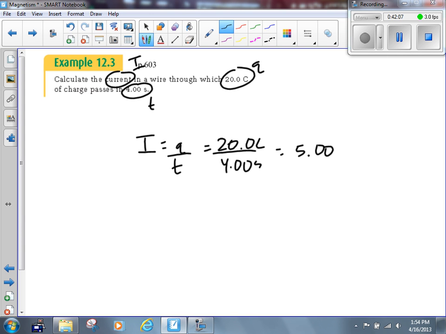What would the units be for this? Amps, or if you forget that unit, that's okay. You can always go with the equation and say it's going to be coulombs per second. 5 coulombs per second or 5 amps. Either way works. Doesn't get a whole lot easier than that.